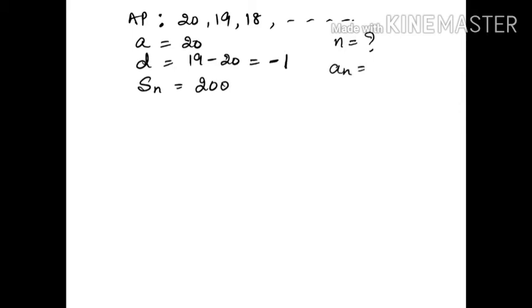The first term is 20. Common difference is 19 minus 20, which is equal to minus 1. The sum of n terms or n rows is given as 200, and we have to find n and the nth term. So let's use the formula for the sum of n terms.